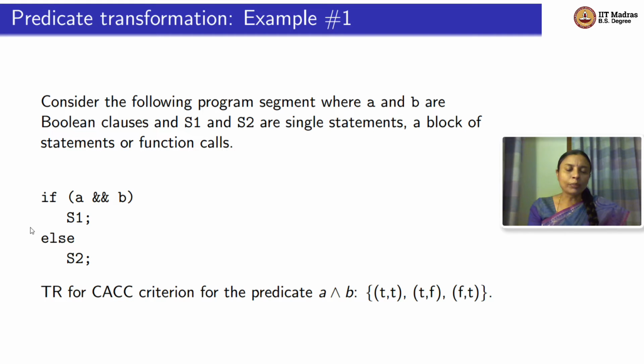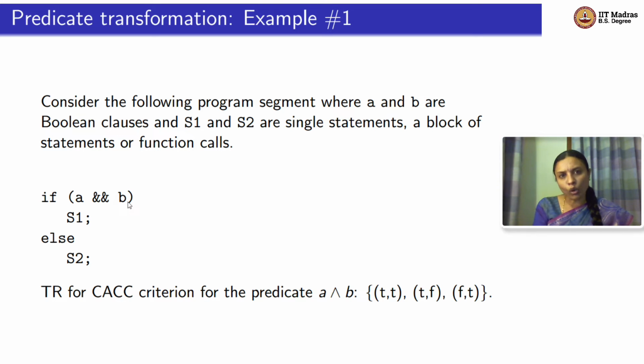So take a small program segment. Always we've looked at program fragments or program statements. It has an if statement, which is A and B. If this is true, you execute S1, and else you execute S2. So this predicate has a logical connective AND, so it has two clauses, A and B. And we've seen this predicate so many times.